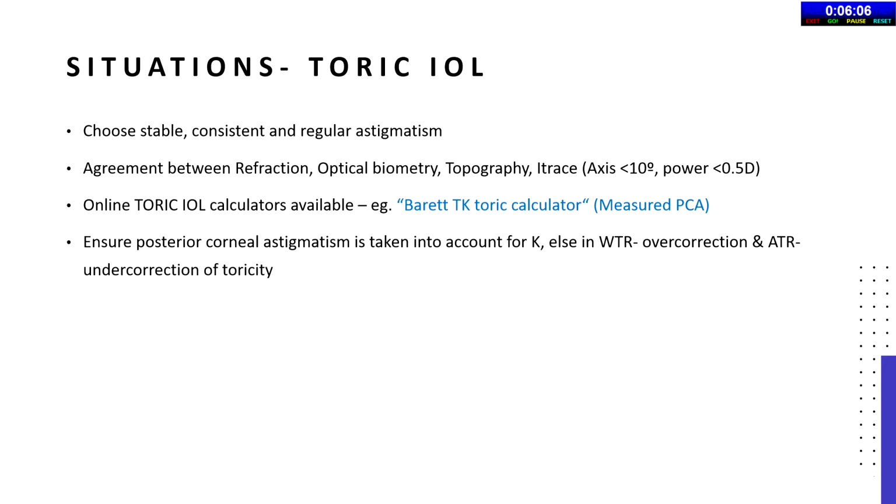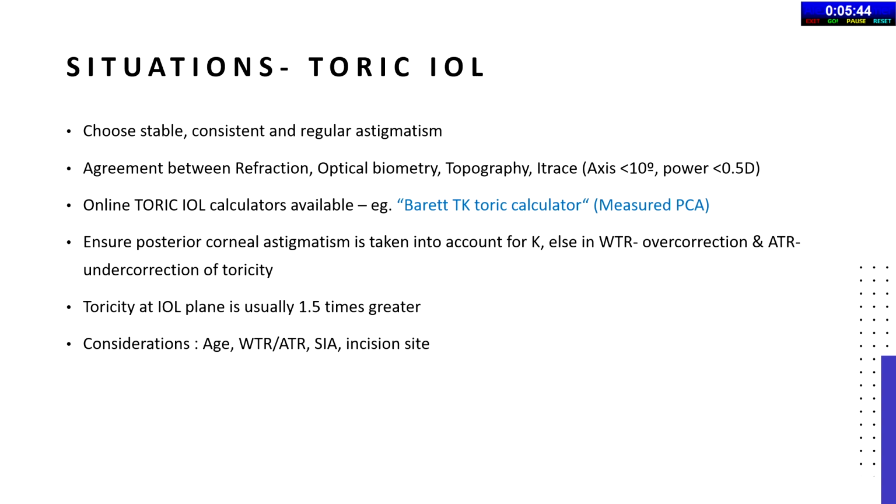And this posterior corneal astigmatism must be taken into account. Otherwise, in with-the-rule cases, there will be an overcorrection, and against-the-rule cases, there will be undercorrection of toricity. And we should always remember that the cylinder power is different on the cornea, and when we order the IOL, in the IOL plane, it is 1.5 times greater.